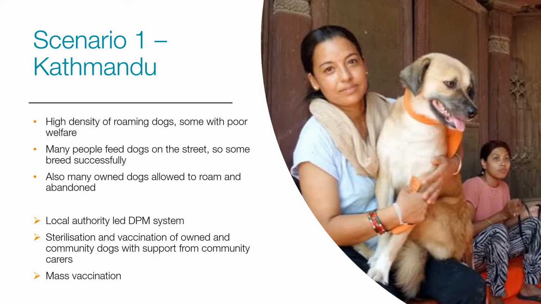So based on that scenario, the local DPM system follows an authority-led process. Each local authority, which in Kathmandu is called a ward, takes responsibility for the DPM activities within that ward. They utilise teams of community volunteers, people who like dogs and work well with the community, and those community volunteers help the local ward authorities to sterilise and vaccinate community dogs, and those services are also offered to some owned animals. And every year they do a mass rabies vaccination campaign, again using the support of those community volunteers.